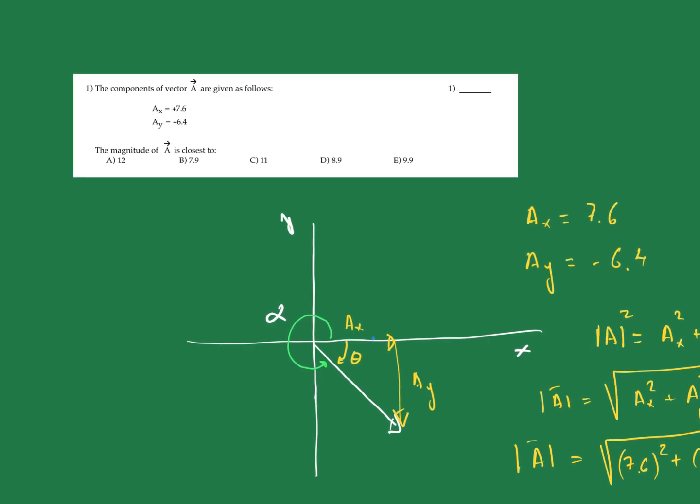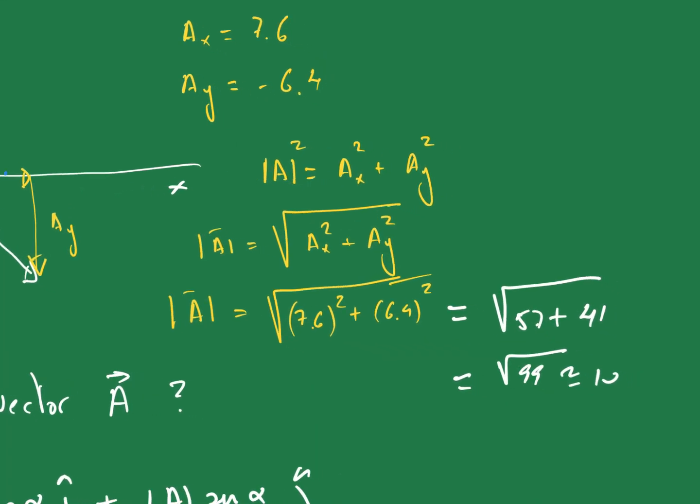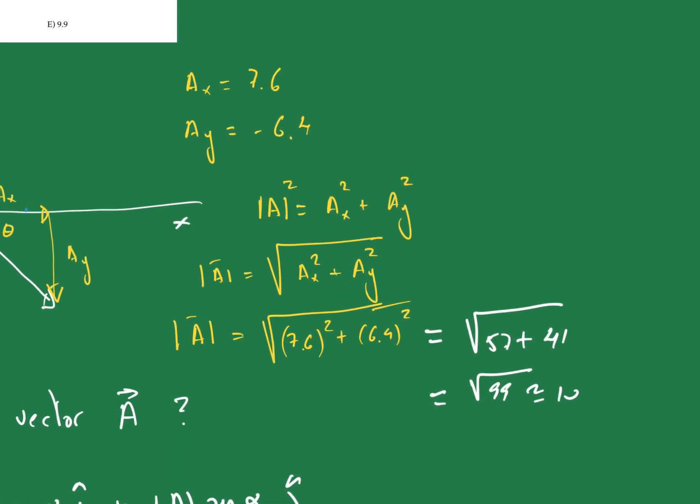to review the problem. The problem says I give you AX, plus 7.6, and I give you AY, minus 6.4. It says, what is the magnitude of A closest to? I'll give you 2 minutes to think about it. Well, the magnitude of A is the square root of AX squared plus AY squared. So the magnitude of A is close to 10. And the calculation is here. And the problem is done.